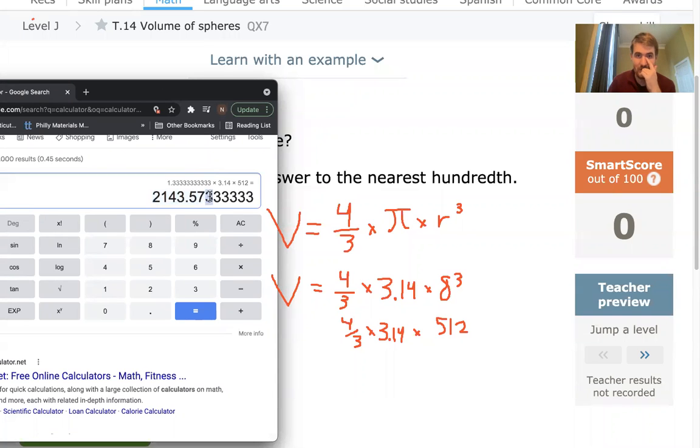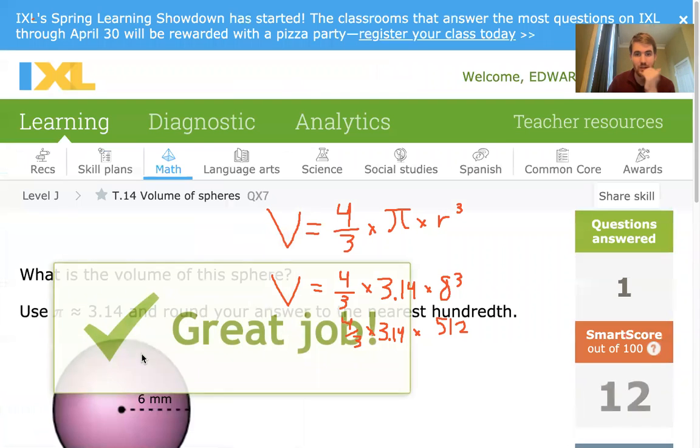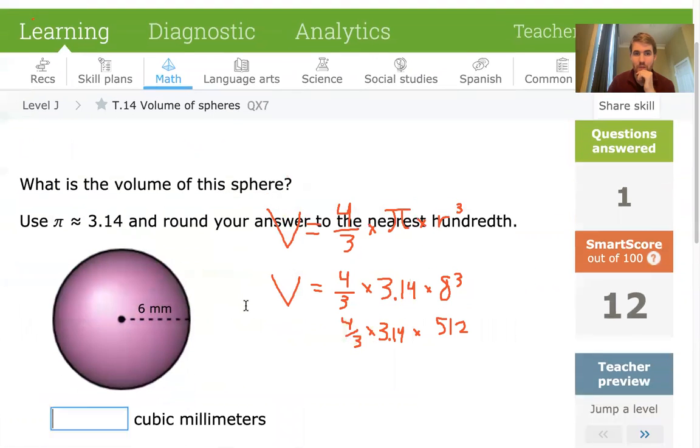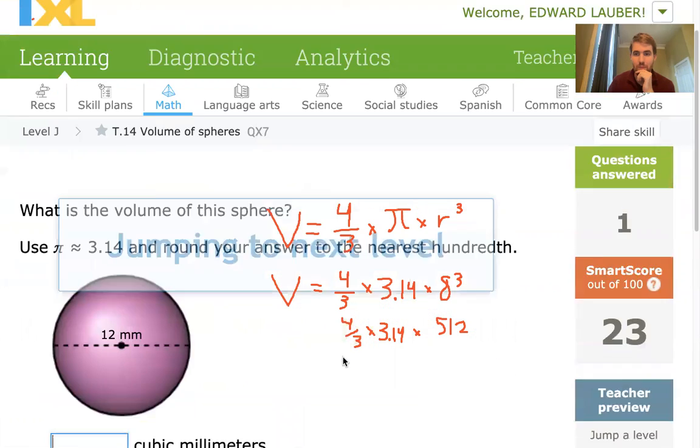2,143.57. If this was 5 or bigger, we'd have to round up. So the 7 would turn into an 8. Because this last digit is less than 5, we don't need to round it at all. We just take the first digits. Hope we did it right and submit. Great job. All right, let us jump up a level, look at a different example.